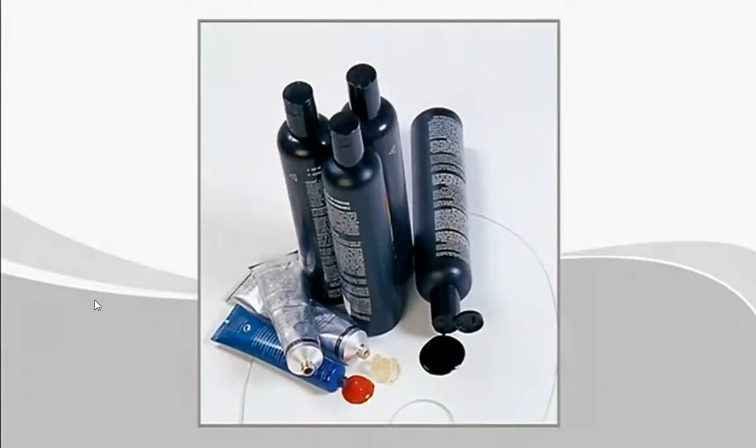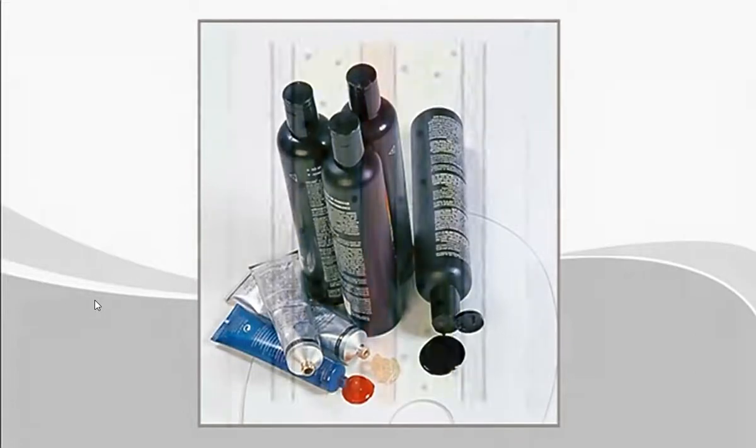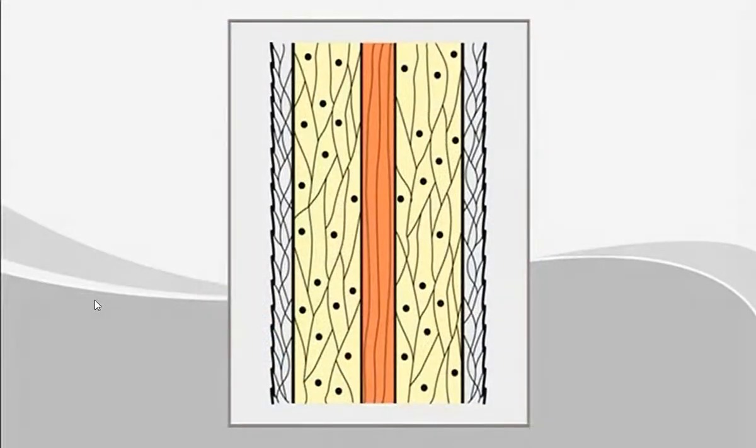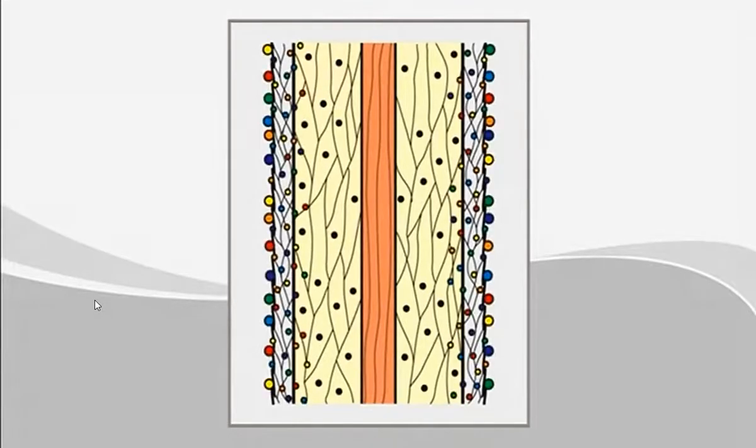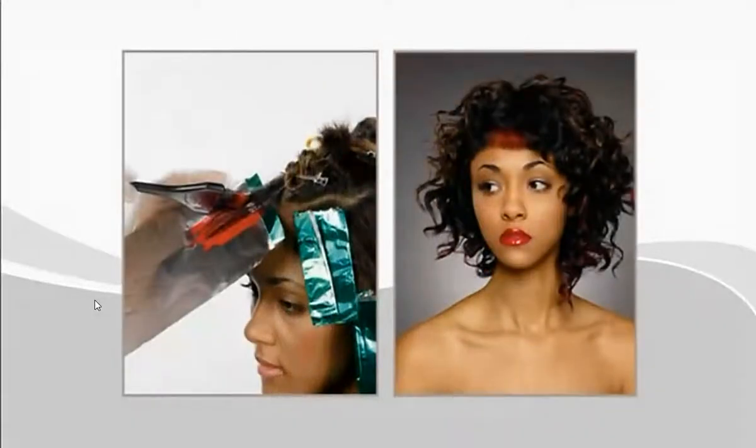Semi-permanent colors use a direct dye process. They need no mixing and can be used straight from the bottle. These colors contain small and large color molecules. The small color molecules are able to penetrate the cuticle layer and enter the cortex. These colors do not alter the hair. They can only deposit color and cannot lighten hair.